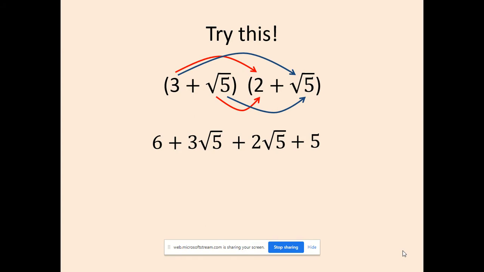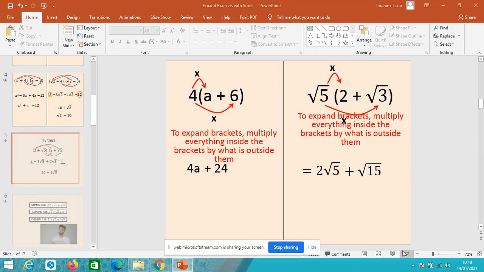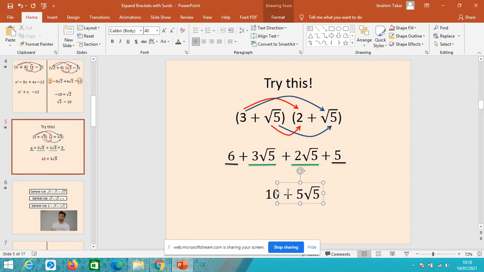Okay, now which ones can I simplify? Well, look at the two terms in the middle. I've got 3 lots of root 5 and 2 lots of root 5. Altogether, how many lots of root 5s is that? Those are 5 root 5s. And I've got 6 plus 5 as well. So let's start off actually with the numbers. What's 6 plus 5? That's 11, not 10. Okay, it's actually meant to be 11.